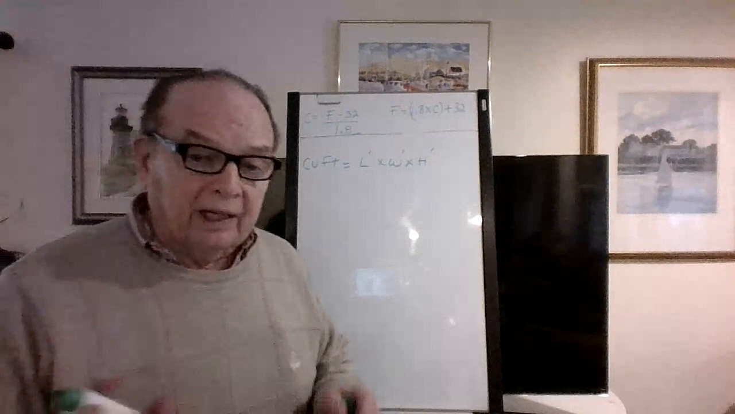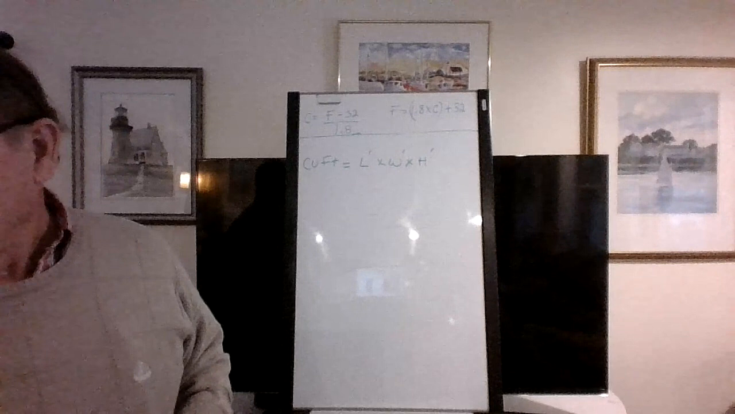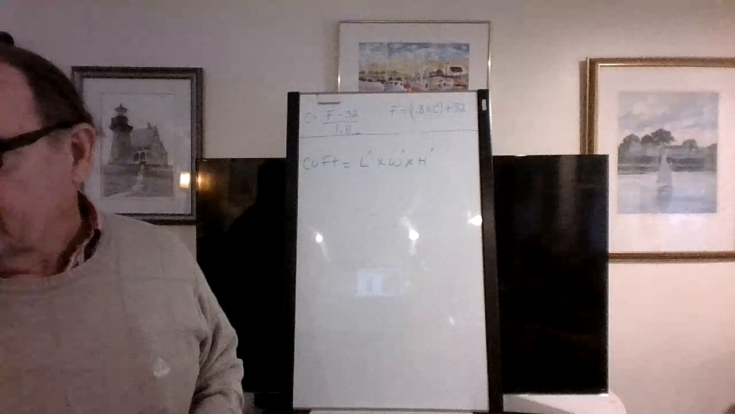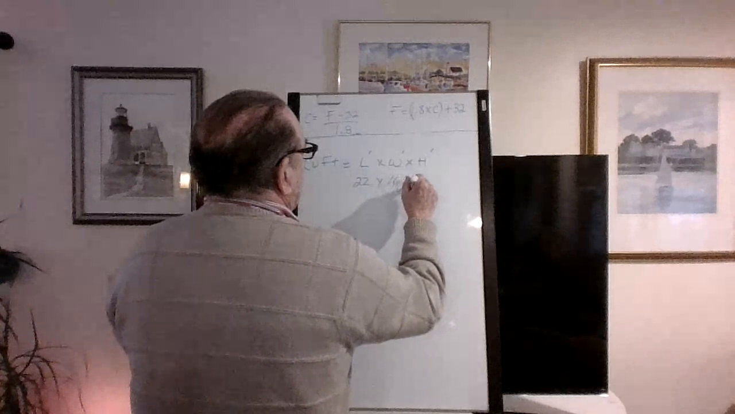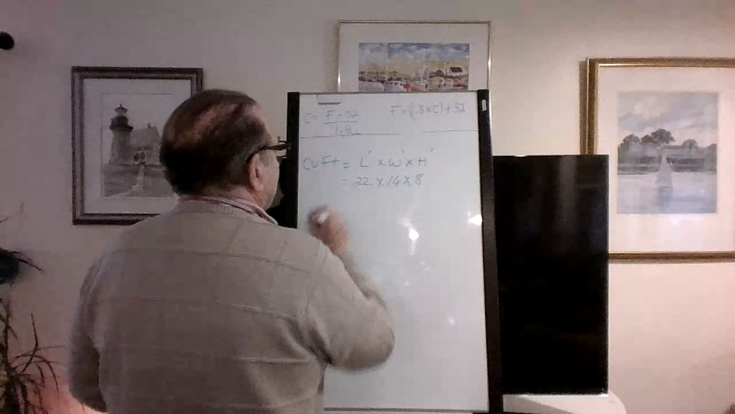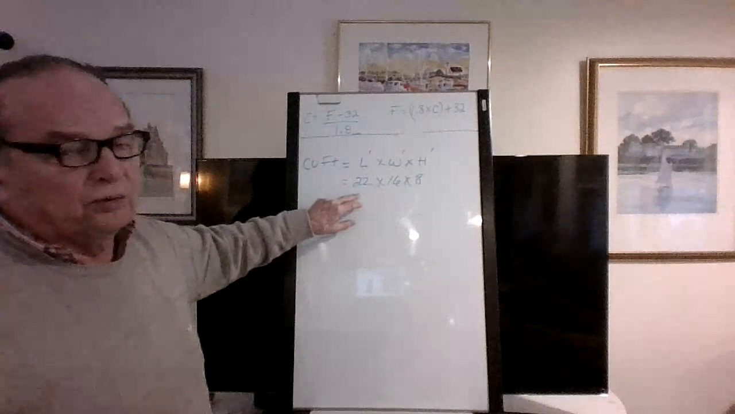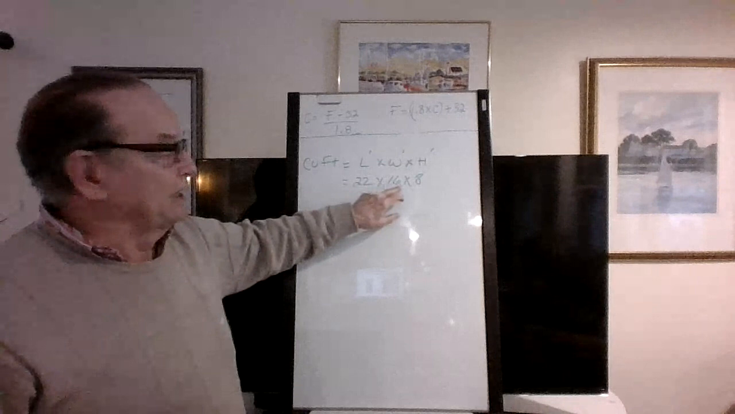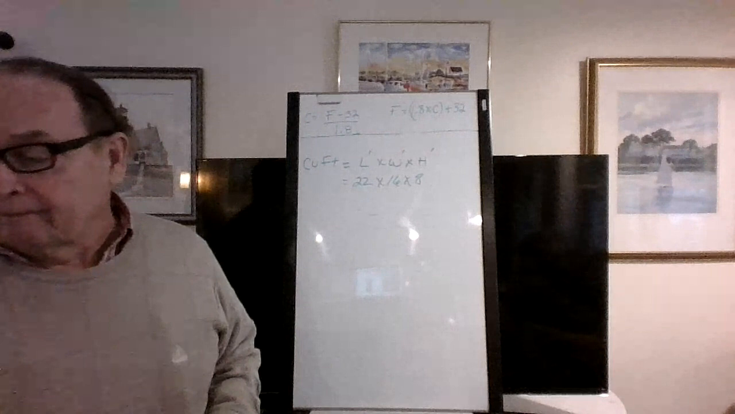The numbers that I pulled out of the air were, I think, length 22, width 16, height 8. All right, length times width times height. So this would be a portion of a basement. I don't think there are many houses that small, that's too small for a house. But this would be like they finished the basement and that's the area they didn't finish. Okay, so let's just see what we got.